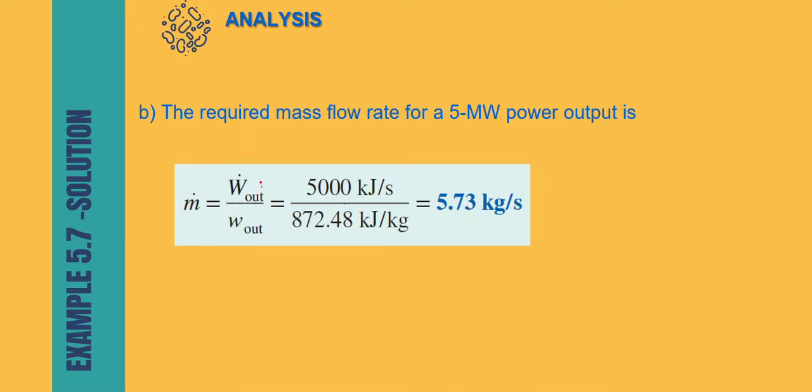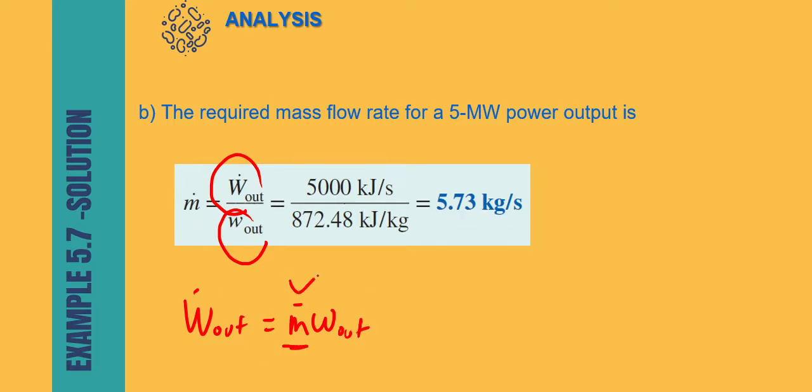By dividing the capital W by the small w, because W out is M times small w. So now you can directly calculate your M by dividing W out with small w. So you get the value of mass. So any question?